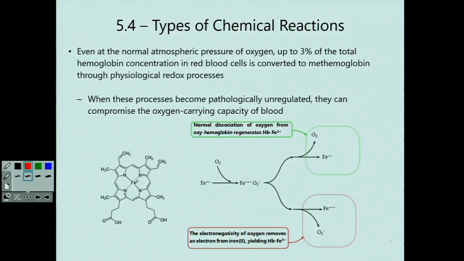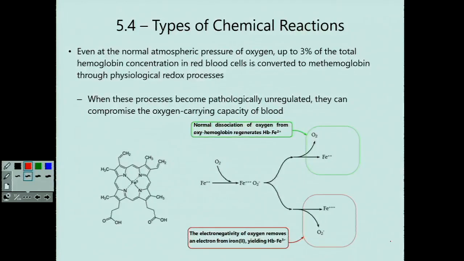But some processes can lead to a pathologically unregulated process that ultimately leads to an increase of that 3% to higher percentages. And once that number starts going up, well, again, that's compromising the ability of our blood to carry oxygen. So it's sort of like a pseudo-anemia type of situation. The blood cells are there, they have the hemoglobin, but it's not operational, right? So the body goes to certain lengths to maintain that level of methemoglobin at up to 3% or lower.